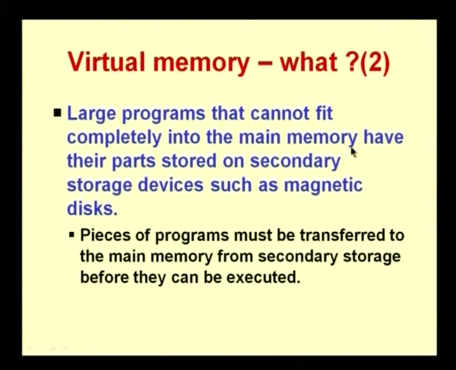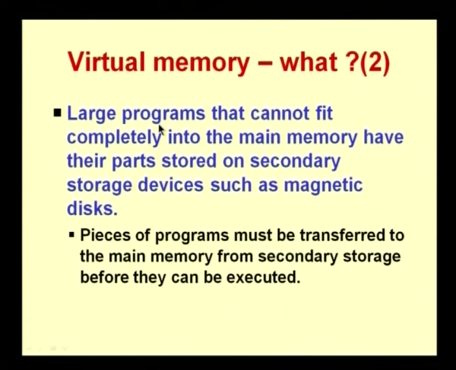What we are saying, therefore, is that if a large program cannot fit completely into the main memory, we will have parts of it stored on a secondary storage device such as a magnetic disk, and transfer pieces of programs to the main memory from the secondary storage before they can be executed. Just when I need to execute them, I will transfer them from the secondary storage to the primary memory, and execute from there. So, store your large programs on your hard disk, but bring into the main memory only that portion which is required for execution. This is what we are trying to do with the virtual memory system.